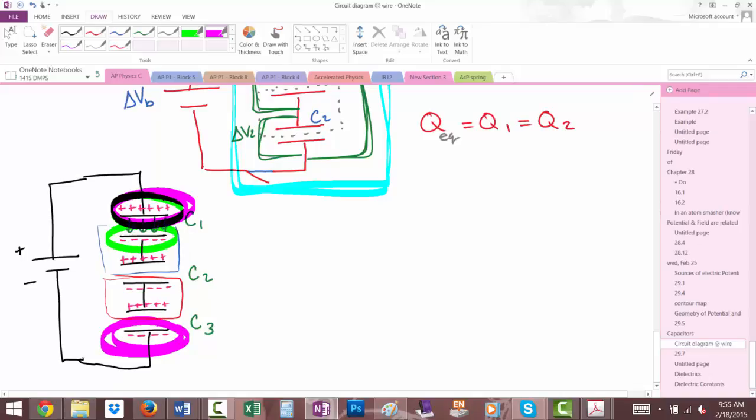If I put 17 capacitors in series with one another, I'll let you do that as an exercise for yourself. I don't want to have to draw that. But it's the same deal. You see what I'm saying?